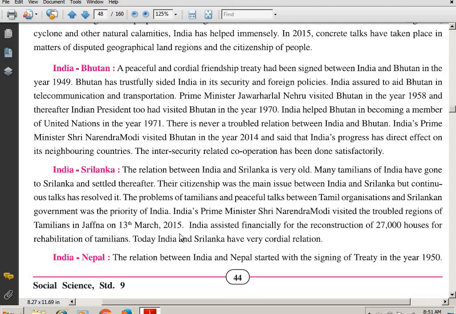India assisted financially for the reconstruction of 27,000 houses for rehabilitation of Tamilians. There was a problem, and many Tamilian families did not have proper habitation. They did not have proper houses, and so 27,000 houses for the rehabilitation of the Tamilians were constructed by the financial aid of India. So India helped in reconstructing those 27,000 houses.